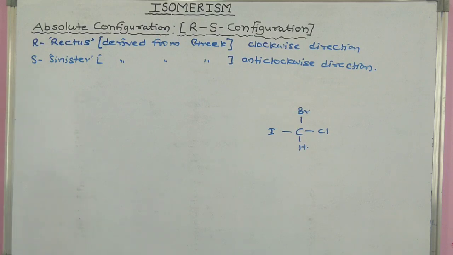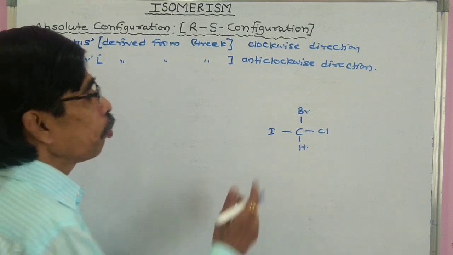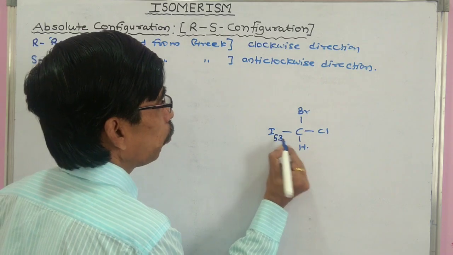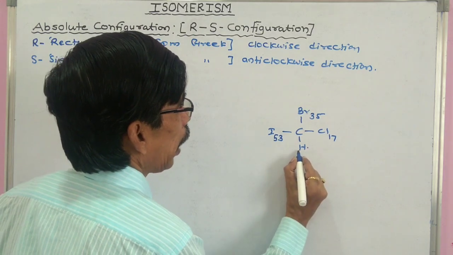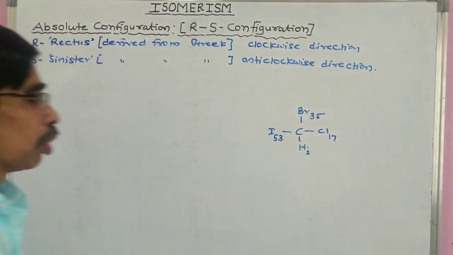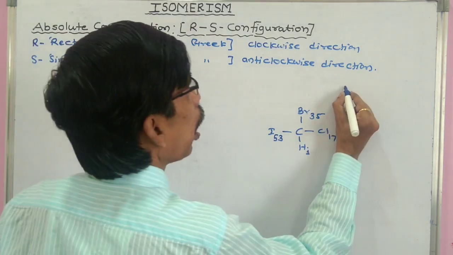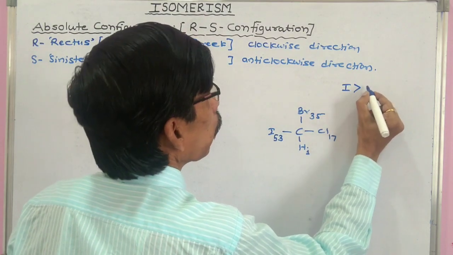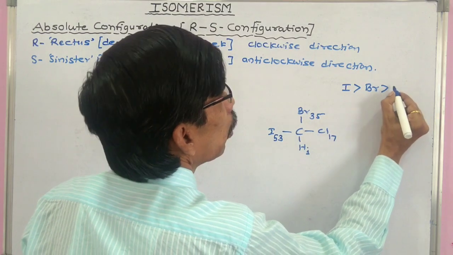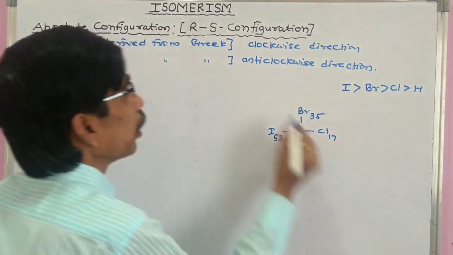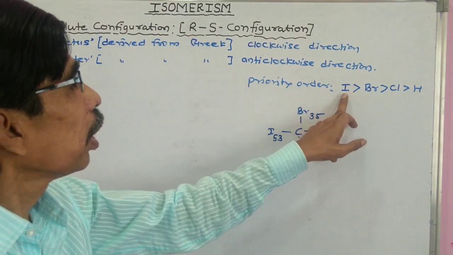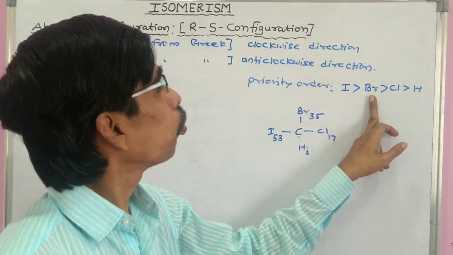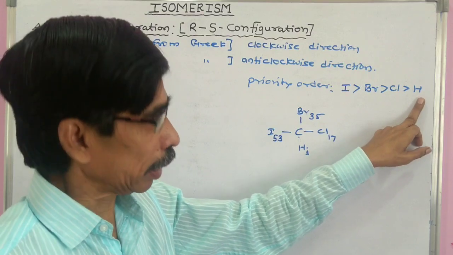Now first we will decide the priority order. Iodine has atomic number 53, bromine has atomic number 35, chlorine has 17 and hydrogen has atomic number 1. Therefore, the priority order is iodine is greater than bromine, bromine is greater than chlorine and chlorine is greater than hydrogen.